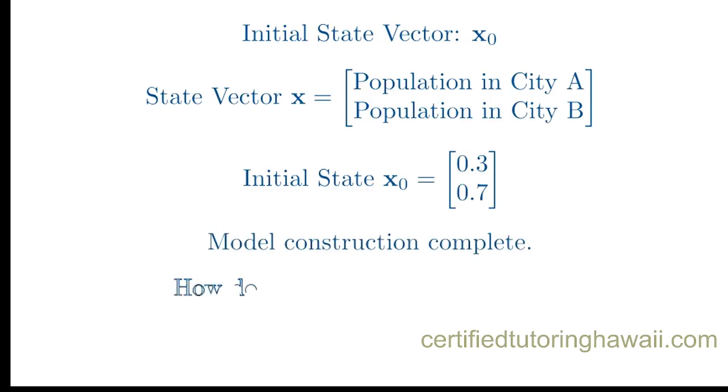So, the objectives are met for constructing the model. The question is, how does it help us? Now for Objective 4.14b: applying the model to predict future states. To find the population distribution in the next year, which we'll call x1, we multiply the transition matrix T by the initial state vector x0. The formula is simple. The next state, x1, equals the transition matrix T times the current state, x0.